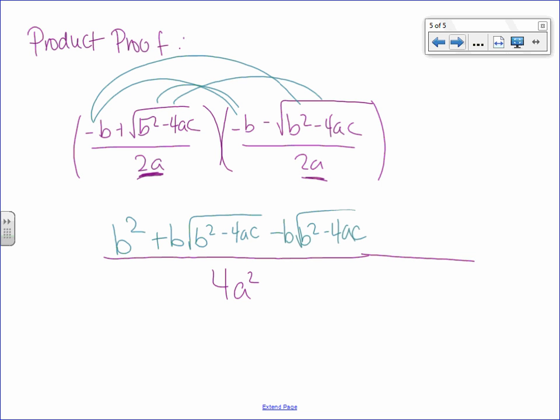And then when you do your lasts, you have a square root times a square root. Those square roots cancel. Now you've got to be careful though, because this is a minus since they have opposite signs, and then all of this is in parentheses: b squared minus 4ac.